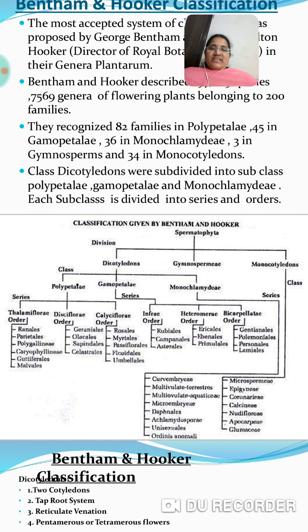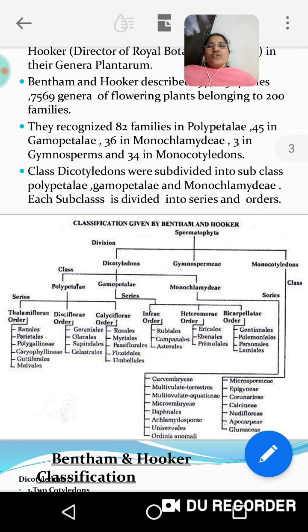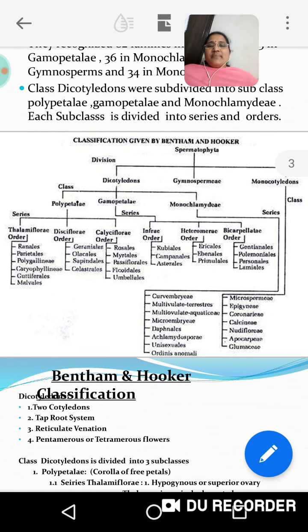Phylum or division is there, and that phylum or division is divided into classes, each class is divided into subclasses, each subclass is divided into series, and each series is divided into orders, and each order again consists of so many families, and each family consists of so many genera, and each genus consists of so many species. Like I said previously, the species is the basic unit of classification.